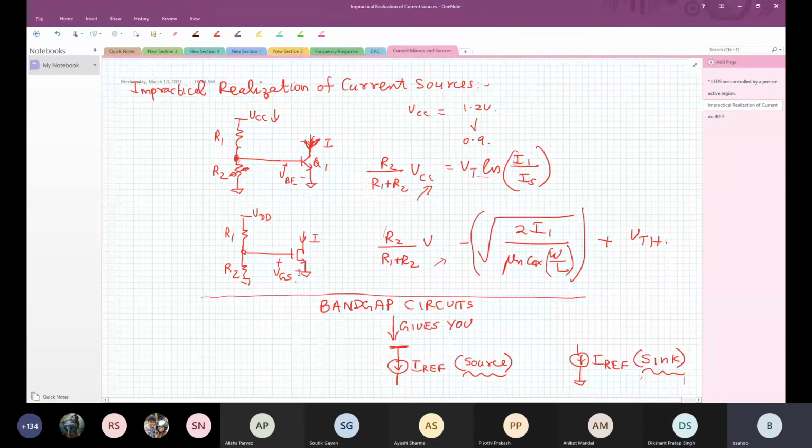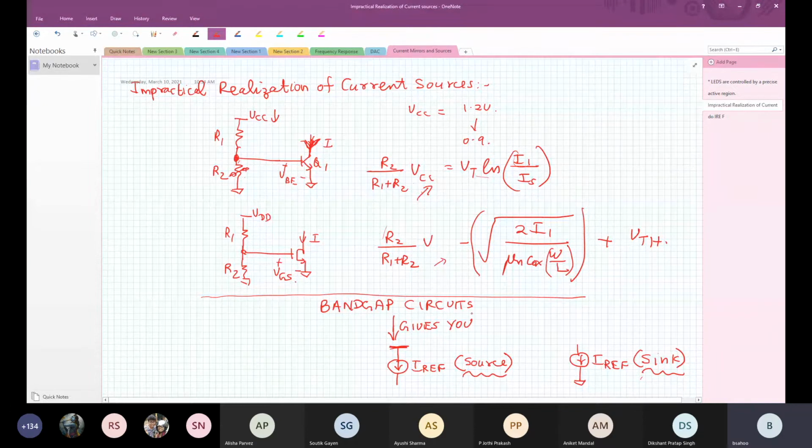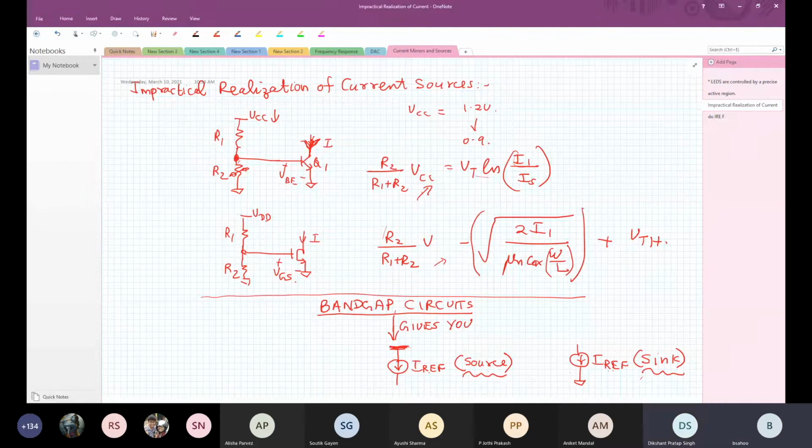We can build a current source as well. Now, this is not a good current source. So what we do is we realize, using a band gap, something called a precise current source, which is beyond the scope of this course. And this band gap circuit gives you IREF, a golden current source. If it is supplying current from the supply, we call it a source. If it is sinking to the ground, we call it a sink. Does it make sense? Yes, I got it. Okay.